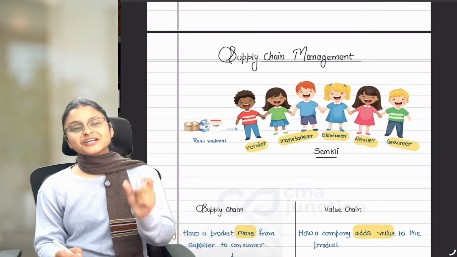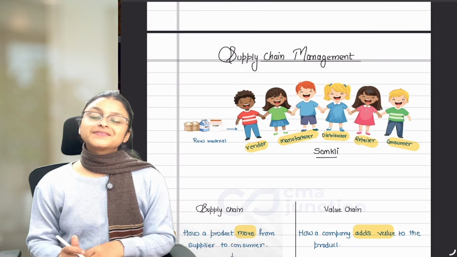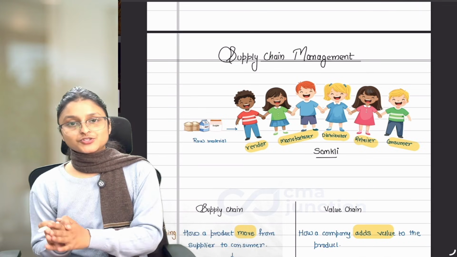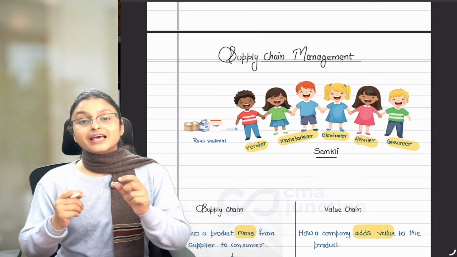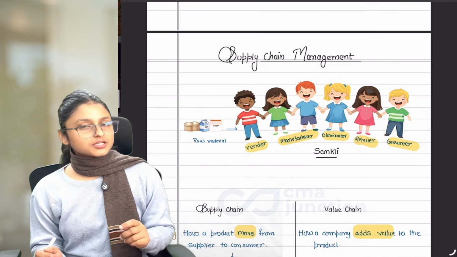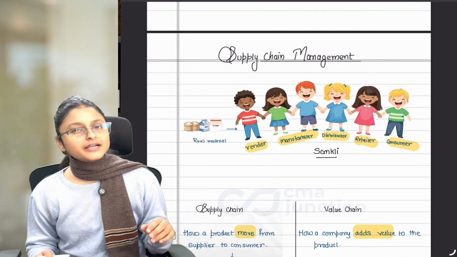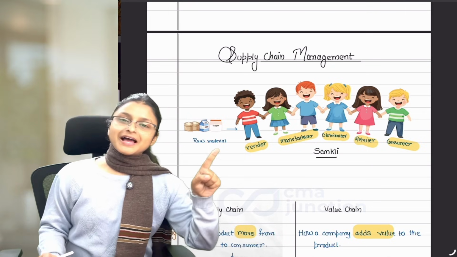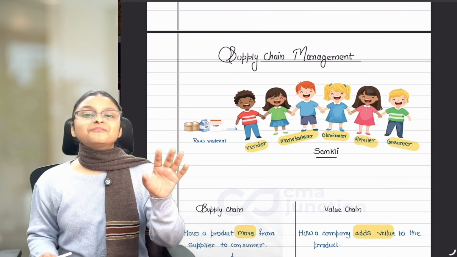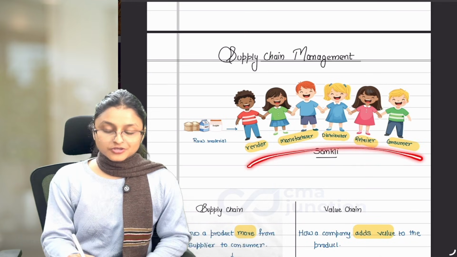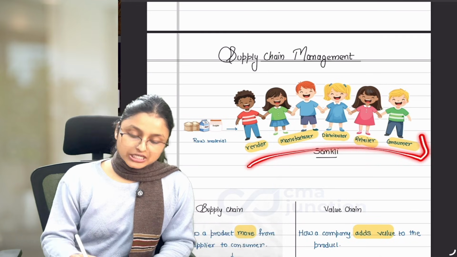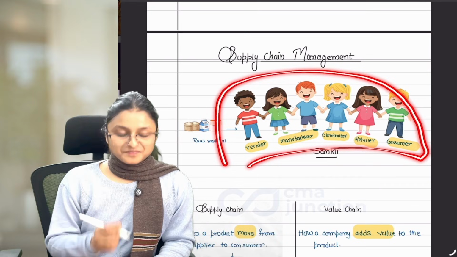Now let's start with today's class, and we are starting with supply chain management. In the previous class we understood what is value chain, and now we are studying supply chain. Are they somewhat related? The answer is yes. In the value chain we took the example of the Sankali game, the chain game. Here also I am going to make you understand this supply chain with the help of this chain game.